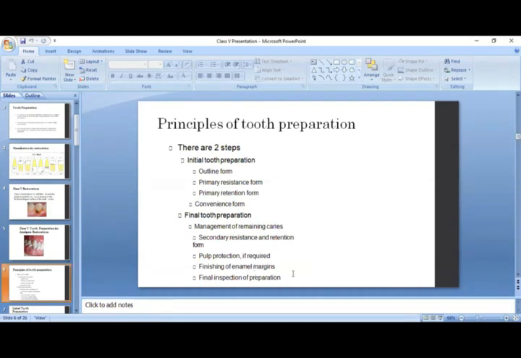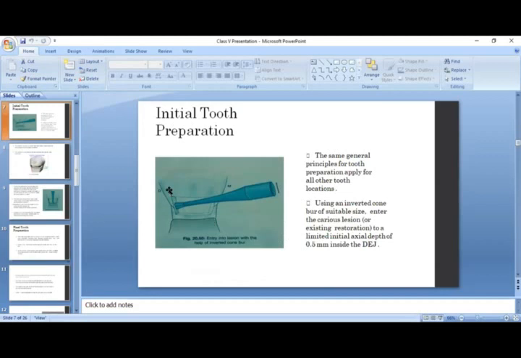Finally, there is the inspection of the cavity preparation before entering the next phase of the restoration. Inspection means that you can check your convenience form, your outline form, your resistance features, and your retention features, because the next stage is the filling of the tooth structure. At this point, the final inspection of the preparation means that your cavity preparation is just completed, and now you are entering the filling of that carious area.